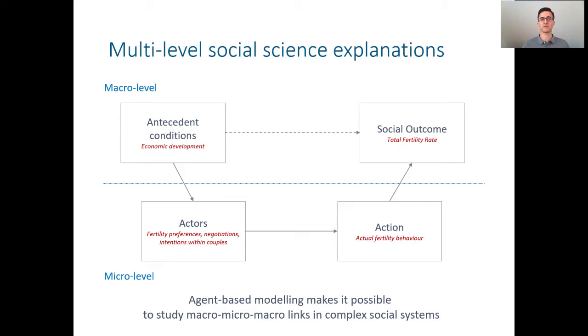Studying such multi-level linkages in dynamic social systems can be difficult with traditional methods in the social science toolbox. Agent-based modeling, by contrast, allows us to study such systems more easily by explicitly modeling people's actions and interactions, and also modeling how these actions and interactions are affected by the macro-level contexts in which they are embedded.